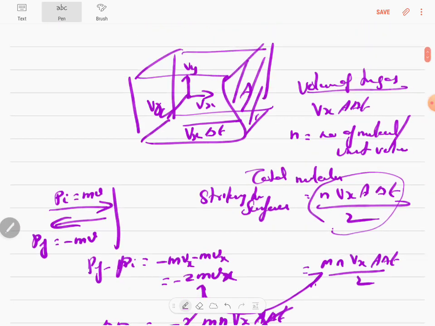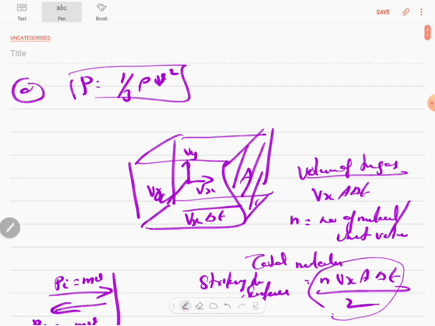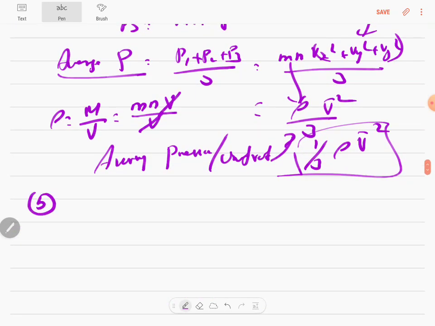So then next thing is B. This is about section A. Section B. What is the average velocity of the molecule of an ideal gas?